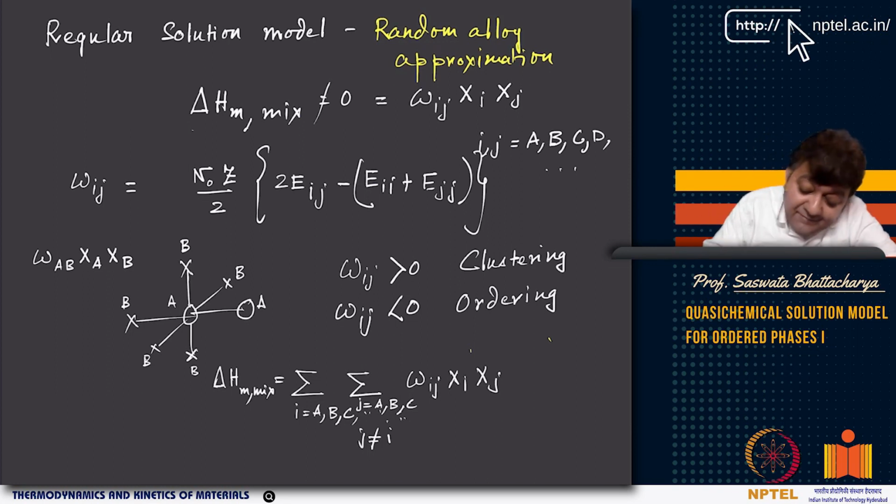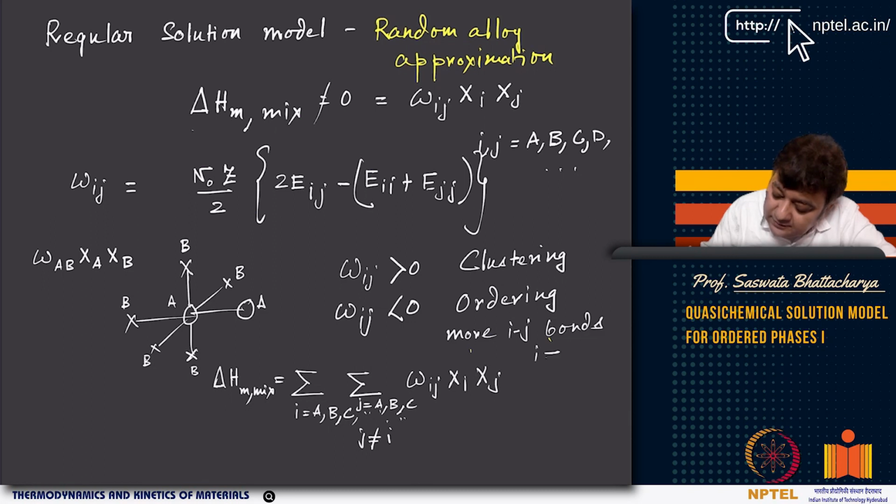However, why I am emphasizing this is because although we are looking at this as an ordering where you have more unlike neighbors or more AB bonds or more IJ bonds, where I not equal to J, that does not boil down to an ordered structure. It's not like atoms are occupying some specific lattice sites. It is not so.